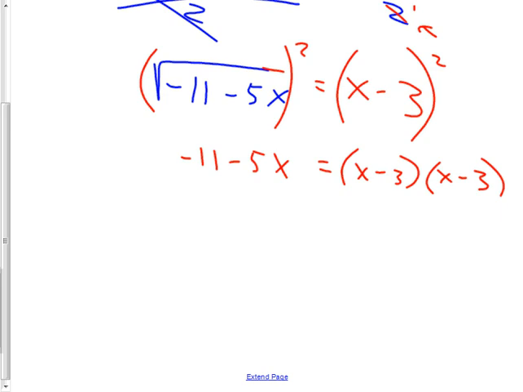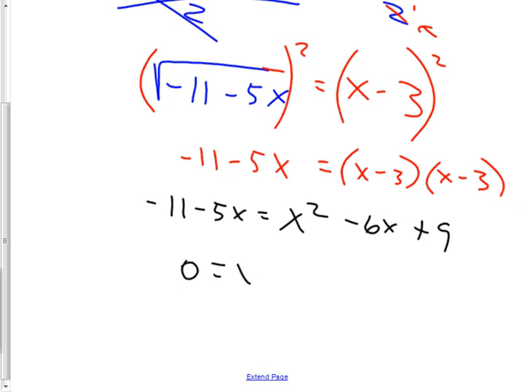All right, so I'm going to go negative 11 minus 5x is equal to x squared, outside and inside makes minus 6x, last makes plus 9. Now I'm going to get the stuff over to the other side, and I'll have 0 is equal to x squared, and then the negative 5, add 5 to both sides, and that makes that negative 6x into a negative 1x. And then adding 11 to both sides, 9 plus 11 makes 20.